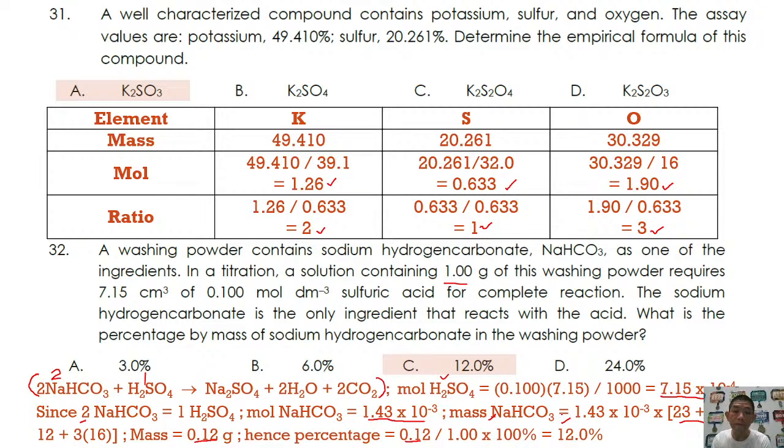So in here, you must be very good in the mole concept, hence determining the percentage by mass of the sodium hydrogen carbonate inside the powder, okay? Okay, so with that, that is how you solve for question 32.